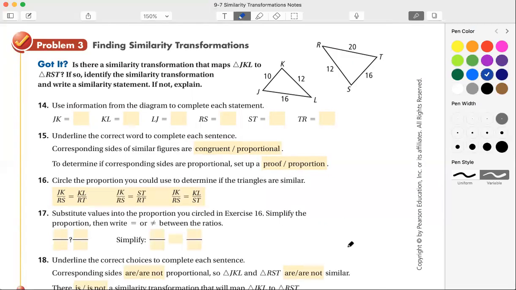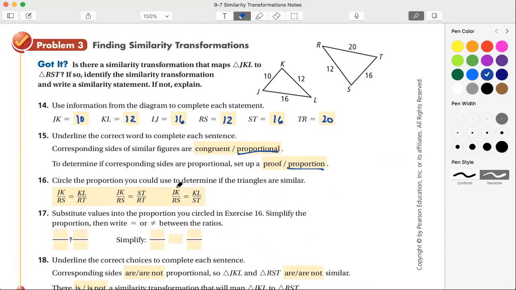So first thing is, let's identify the lengths. So we know JK is 10, we know KL is 12, we know LJ is 16, RS is 12, ST is 16, and TR is 20. Corresponding sides of similar figures need to be proportional. To determine if the corresponding sides are proportional, I set up a proportion.